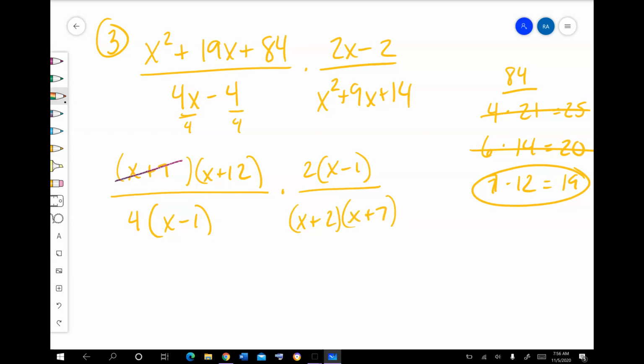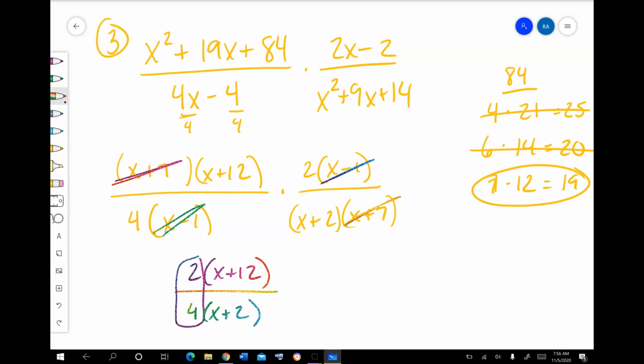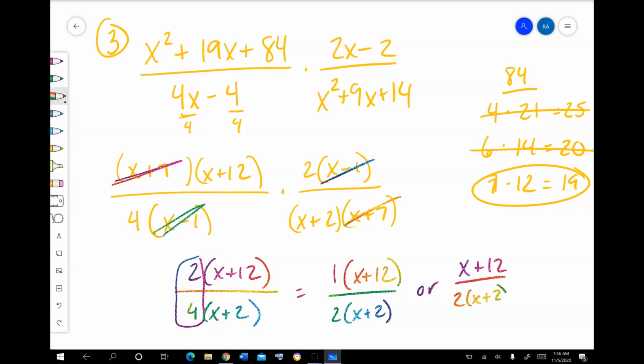Now let's cancel out. X plus 7, x plus 7. X minus 1, x minus 1. Now, I want you to look at this 2 and this 4. Let's smush and look at it. So I'm going to smush everything on top, which is a 2 times x plus 12. Smush it on bottom, which is a 4 times x plus 2. If you were to look at 2 over 4 by itself, what can 2 over 4 reduce down to? 1/2, right? Well, then let's do 1/2 times x plus 12 over 2 times x plus 2.